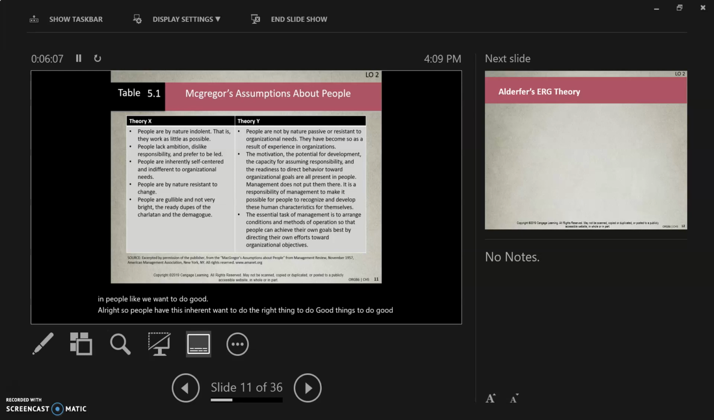And it's the responsibility of management to make it possible for people to recognize and develop themselves. And so in theory Y, the essential task of management is to arrange conditions and methods, or to make a conducive work environment, so that people can achieve their goals and they can put their efforts towards these organizational objectives. Right? So they're pretty contrasting viewpoints.